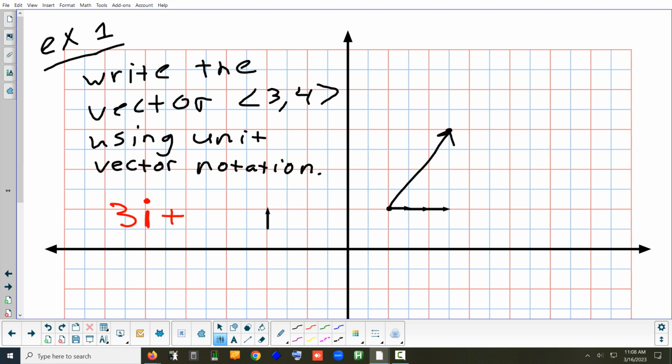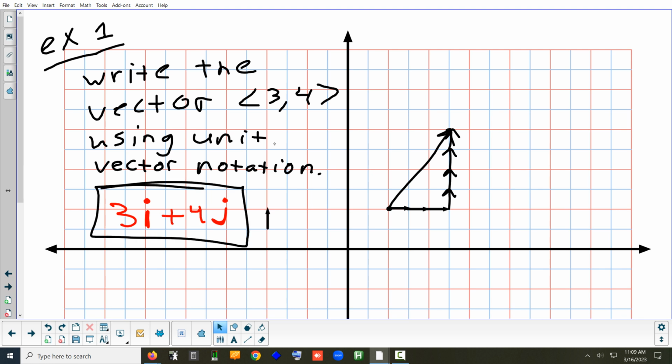How many j's would I need? Yeah, I would need this one, 2, 3, and 4. 4 j. That's called unit vector notation. 3i plus 4j. Can you just look at the 3, 4? That would give you your answer. Yeah. That's all you really have to do.